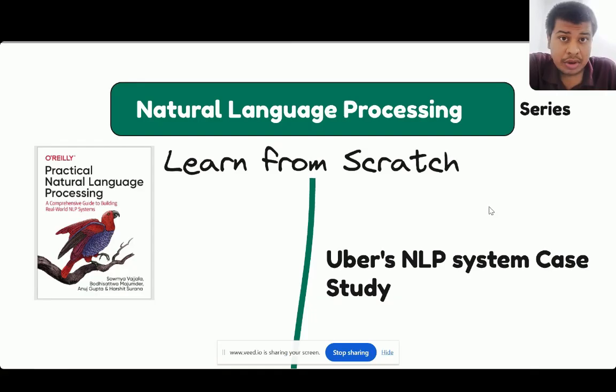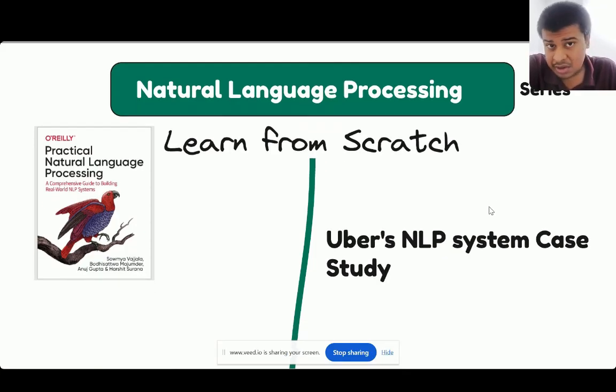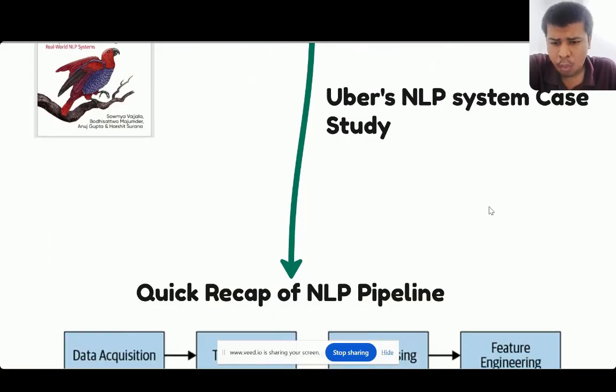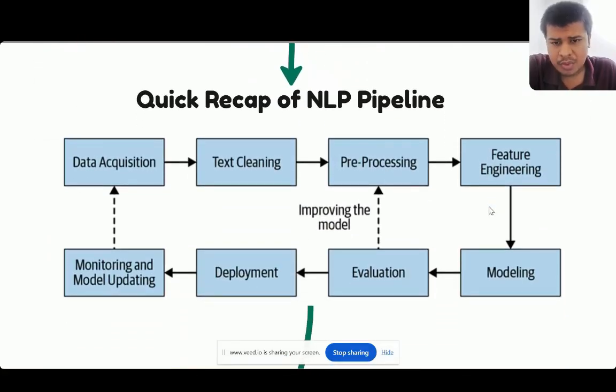I think till now we would have covered the whole pipeline. Along with it, we even covered the four industrial strategies that are seen after deployment of a model. Now we'll be looking into the real-life case study of Uber. Before that, I'll have a quick recap of what this NLP pipeline is, what we have seen till now, and then we'll go for the main part.